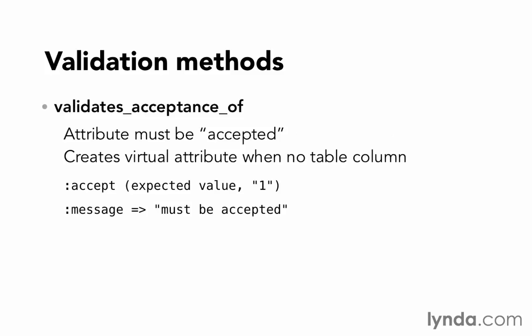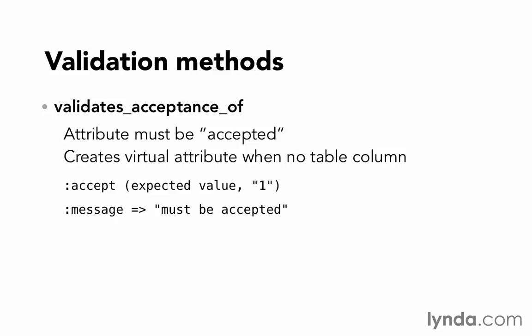The next one validates acceptance of, and honestly, I don't find this one to be tremendously useful. The idea here is that when we're filling out a form, we might want a user to just check a box agreeing to something, like the terms of service. Validates acceptance of makes sure that that checkbox got checked.